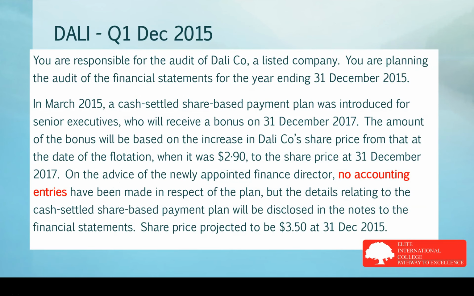So here we've got a question called DALI. It says you're responsible for the audit of DALI, a listed company. You're planning the audit for the financial statements for the year ending 31 December 2015. In March 2015, a cash-settled share-based payment plan was introduced for senior execs. So please take note, March 2015 is midway during the year, and therefore the expense would have to be time apportioned. It was introduced for senior execs who will receive a bonus on 31 December 2017.